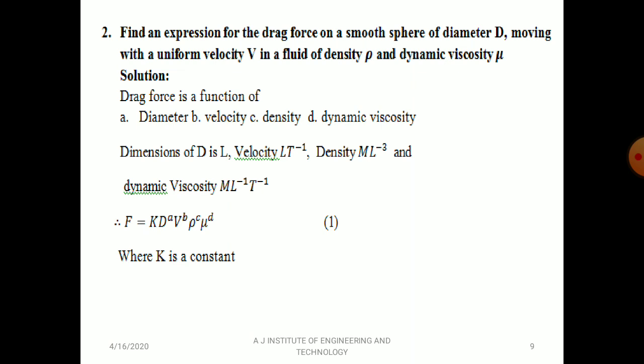Therefore F equal to k into d to the power a into v to the power b into rho to the power c into mu to the power d. Take it as expression 1. So expressing dependent parameter and independent parameter in the form of some constant and exponents, where k is a constant or dimensionless term and a, b, c, d are exponents.